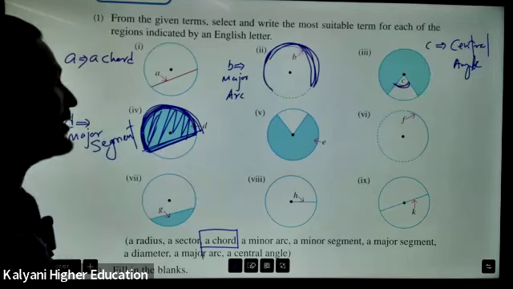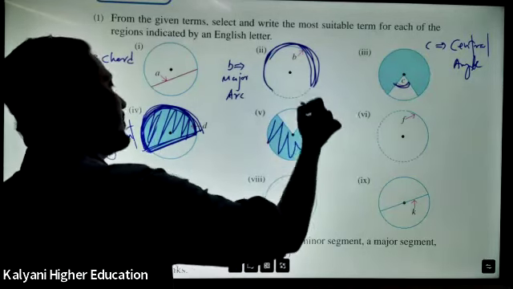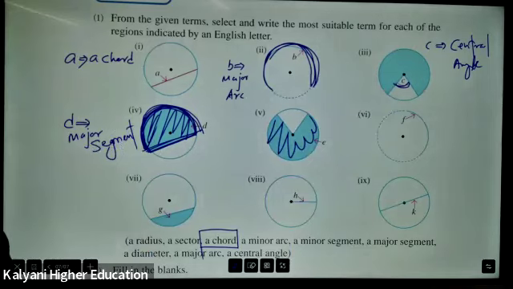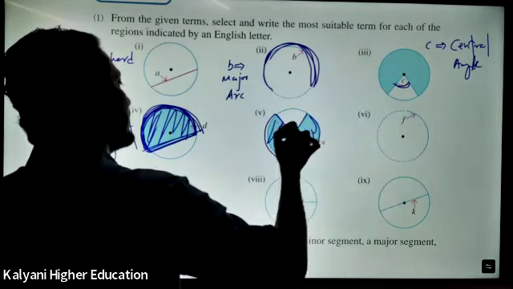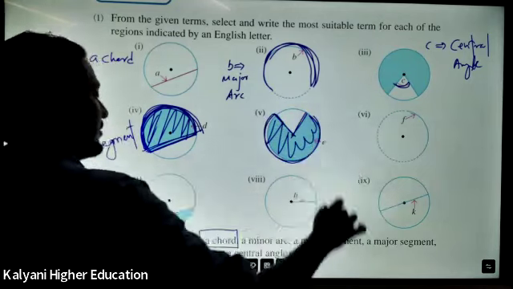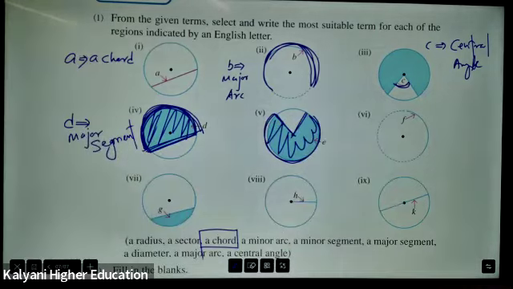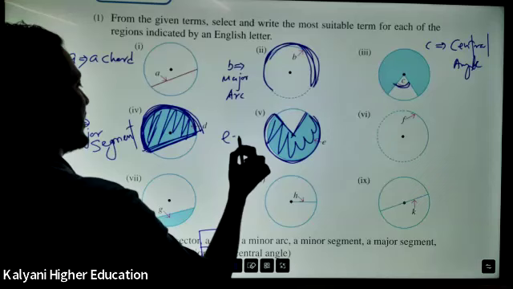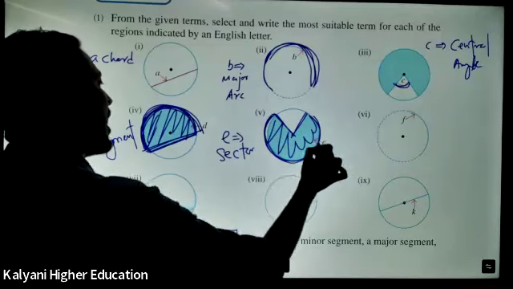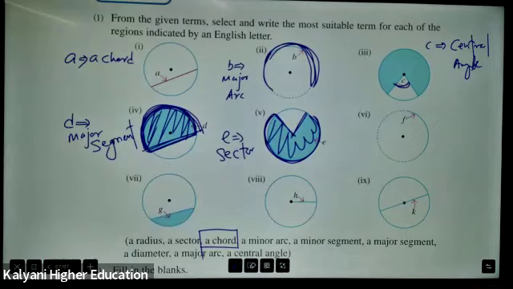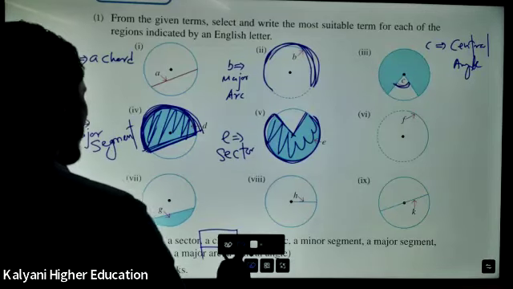What about this? Again, they gave a colored part. This one is bounded by two radii and an arc. What is the name of this? It's a sector. But this is a bigger arc, so it's a major arc, so the sector would be a major sector. But you don't have the word major sector. Am I right?